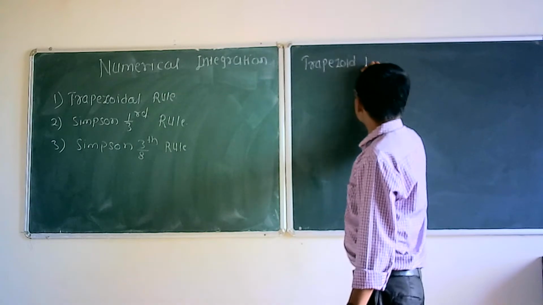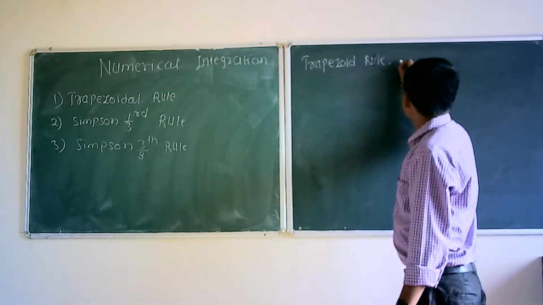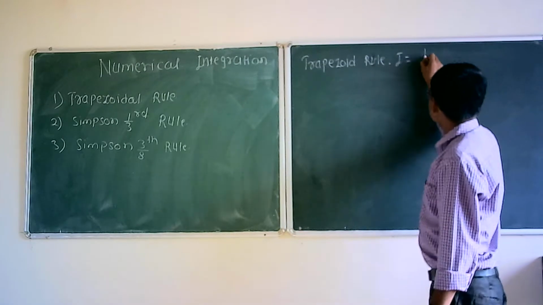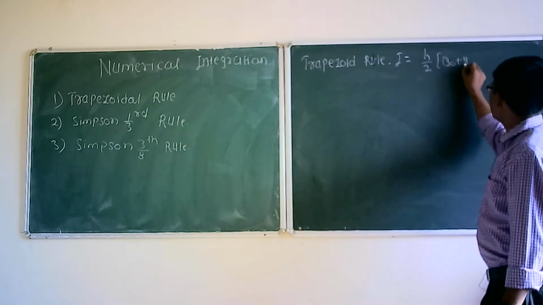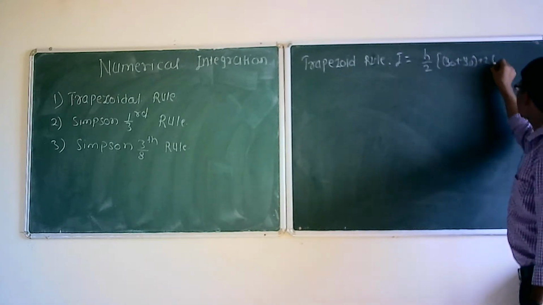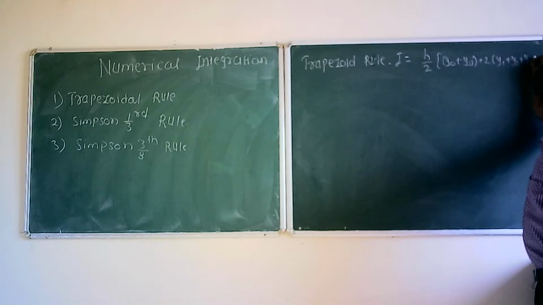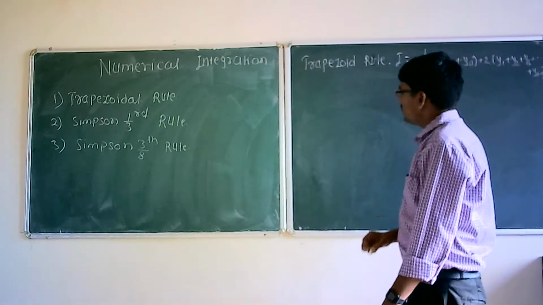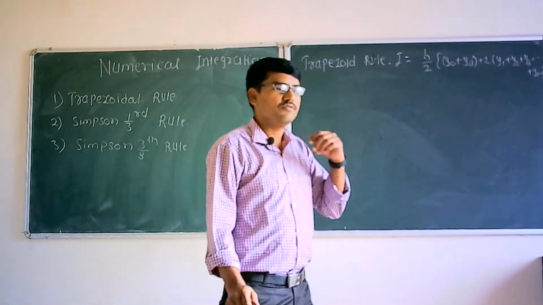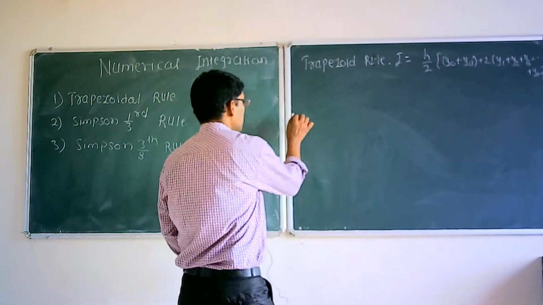For the trapezoidal rule, you must remember this rule: I, the value of integration, is equal to h by 2 into the bracket y0 plus yn plus 2 times y1 plus y2 plus y3 up to yn minus 1. Bracket completed. By using this formula you can find the value of integration by using the trapezoidal rule.